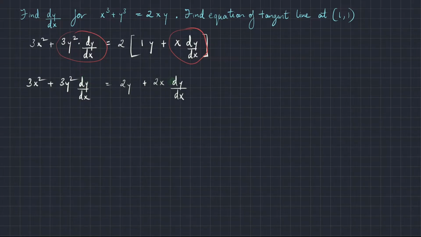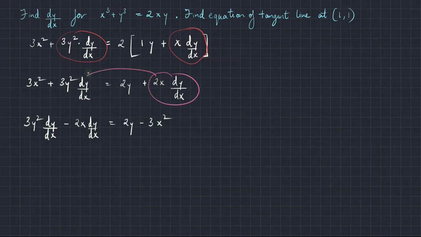So for example, I'll bring all the dy/dx terms to the left side and the other stuff on the right side. So we have 3y squared dy/dx minus 2x dy/dx equals 2y minus 3x squared. I just moved this one to this side and moved this one to this side. There's nothing deep going on here. So the next step is to factor out the dy/dx. We have 2 terms containing dy/dx. They both have dy/dx in common. Let's pull it out of the expression.